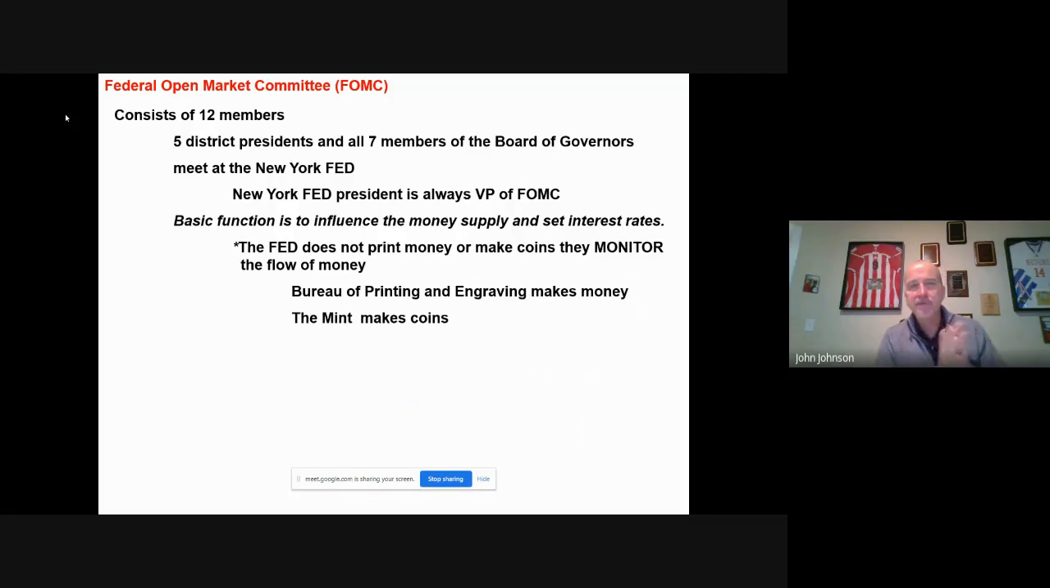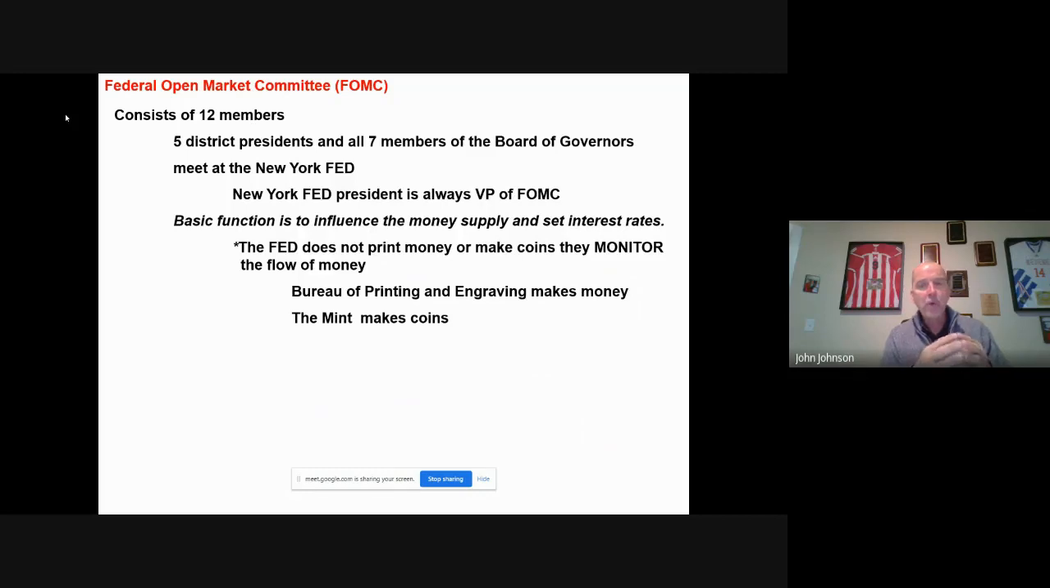So first off, it consists of 12 members: all members of the Board of Governors, and we know there's 7, and then 5 district presidents. And they meet at the New York Fed. Here's why they meet at the New York Fed: their function is to influence the money supply. And we know the money supply is made up of M1, M2, and M3. We're talking about the flow of money. And the FOMC sets interest rates.